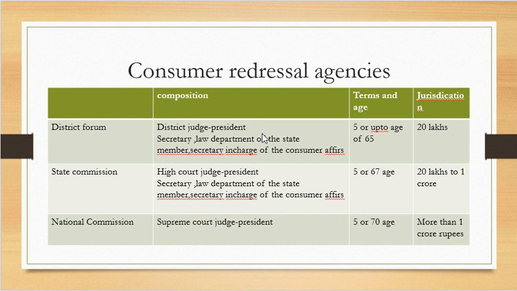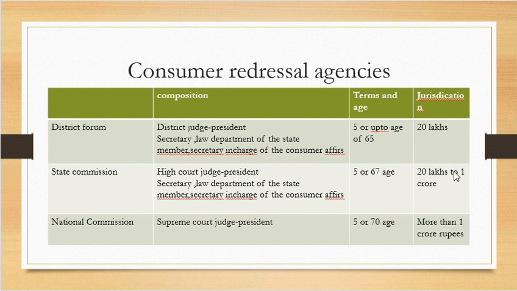So it basically consists of the president of the state commission, who is the high court judge, then the secretary who is the law secretary of the department of the state as a member, and a secretary in charge of the department dealing with consumer affairs. What are the term and age? 5 years or up to the age of 67 years, whichever is earlier, and they will not be eligible for reappointment. And what about the jurisdiction?